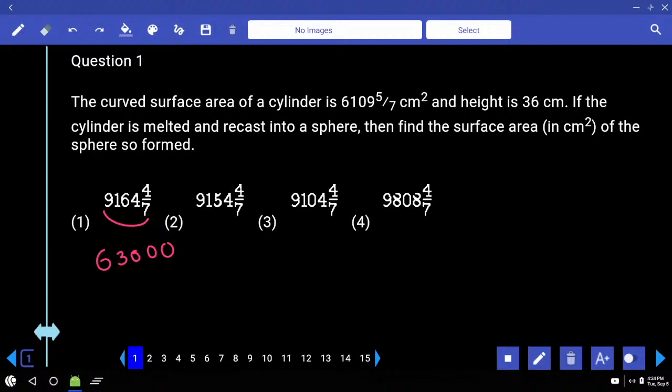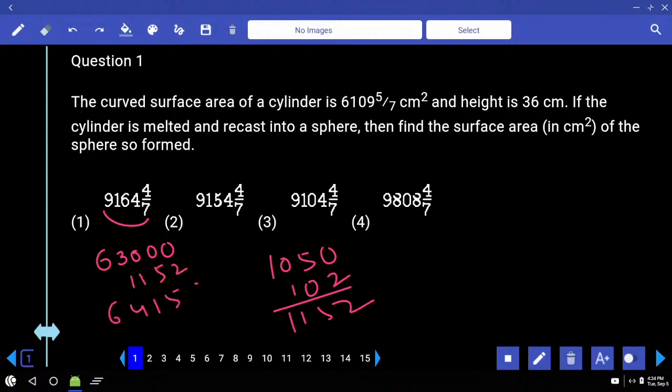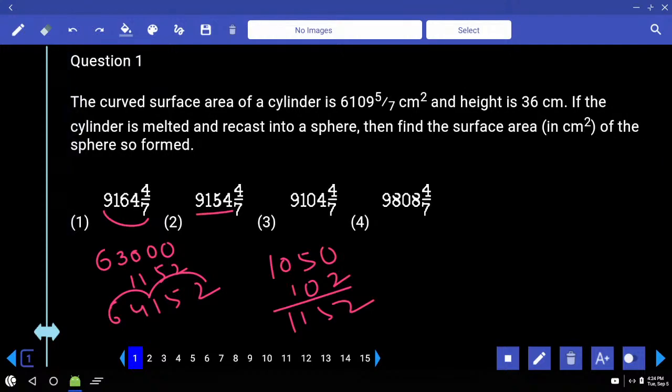164 into 7, that is 150 into 7 is 1050, and 14 sevens are 98 plus 4, 102. So that is 1152. If you add 1152, it will become 64152. It is 11 multiple, isn't it? What about this? This is 70 less, isn't it? 70 less means 64082, isn't it? Because this is 164, this is 154. So 10 sevens are 70 less.